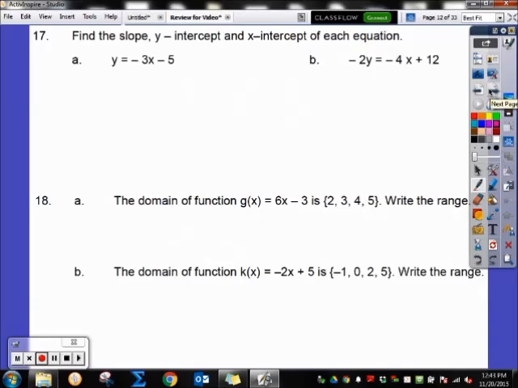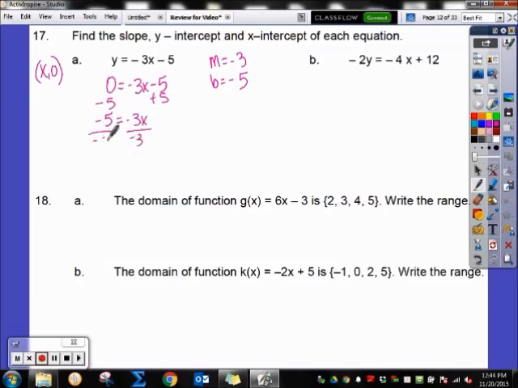Okay, so we need to find the slope, the y-intercept, and the x-intercept for each of these. Well, the first one's in slope-intercept form, so I can see two of those pieces of information. The slope is -3, the y-intercept is -5, so I just need to find my x-intercept. We remember that our x-intercept, the equation looks like that. That tells me I need to plug in 0 for y. So I can say 0 equals -3x minus 5. So 5 equals -3x. So x equals -5/3. And that is our x-intercept.